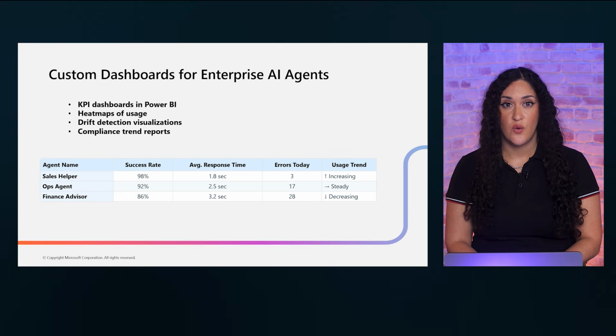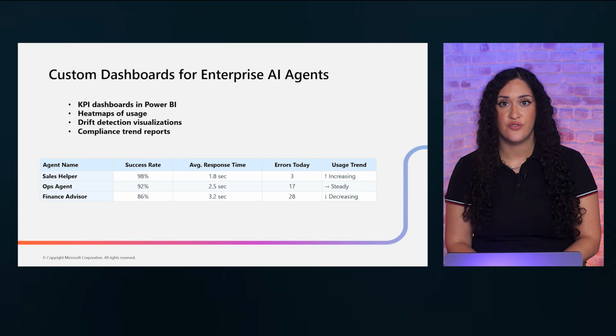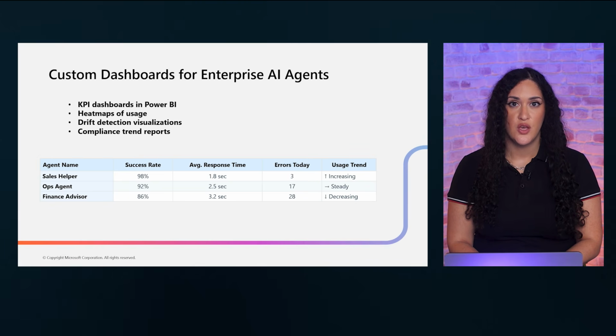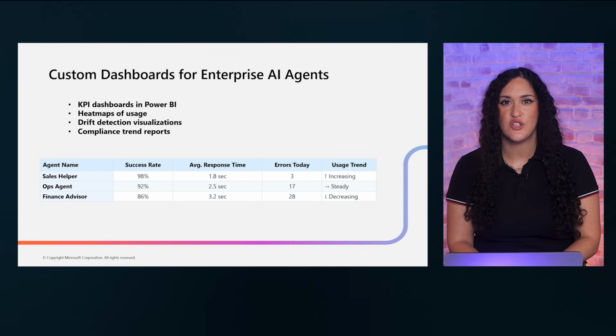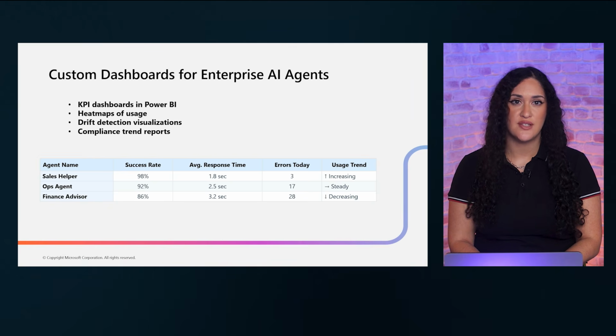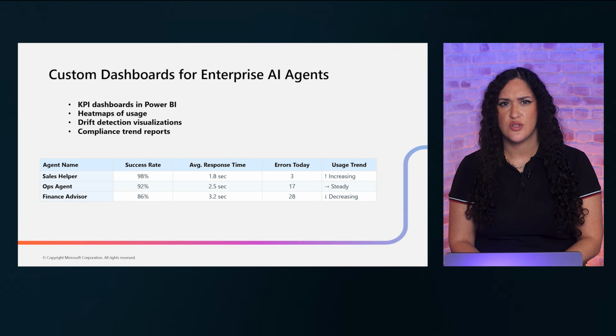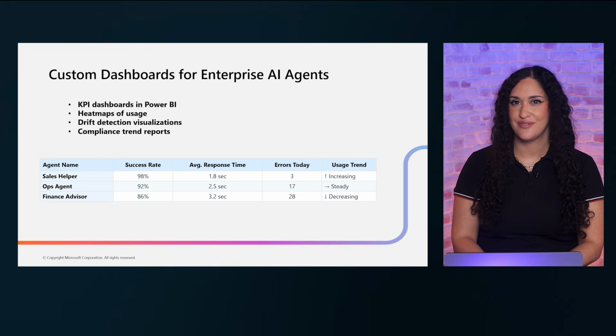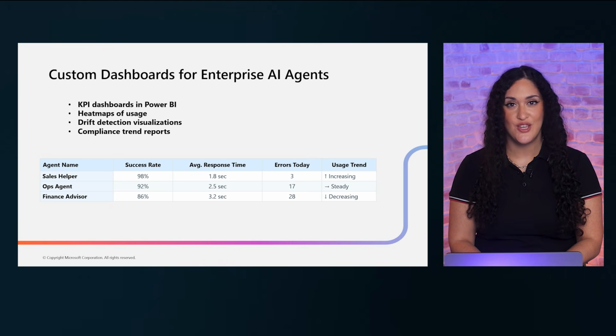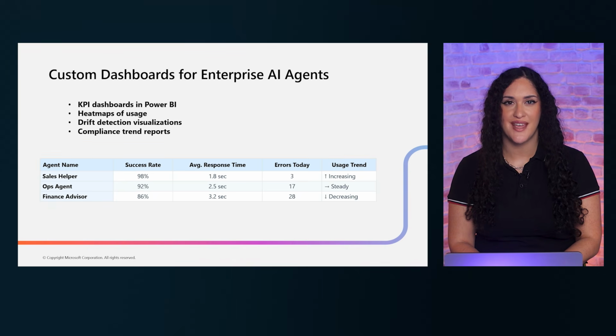Custom dashboards are where you bring monitoring to life for your organization. Use Power BI to build KPI dashboards that track exactly what your business cares about. Heat maps of usage show patterns at a glance, like which agents are hot and which are cooling off. Drift detection visualizations help you spot when an agent is gradually degrading before it becomes a crisis. And compliance trend reports keep governance teams happy.